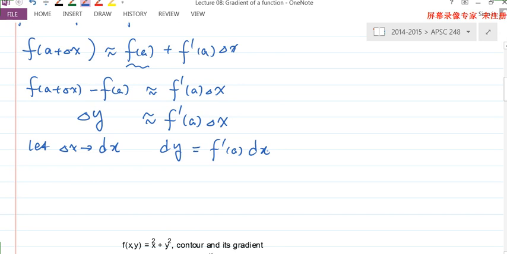That makes sense? So after I do all of these things, actually it's nothing new. If I divide by dx here, what do we get? We get dy over dx equal to f prime of a at here, right? That's essentially a derivative, isn't it? But here is a new thing. For this quantity, this dy, this is called differential.